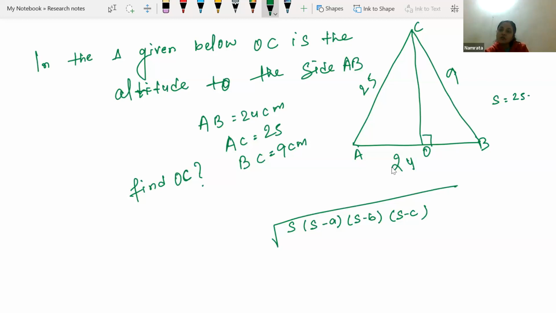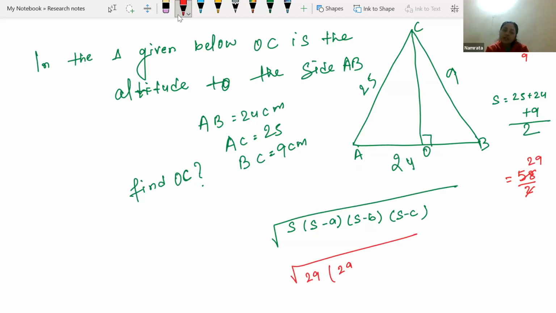So 25 plus 24 plus 9 over 2. Please do it and let me know what you are getting. So are you getting 58 over 2? That is 29 as S. 29 minus 24, 29 minus 25, 29 minus 9.